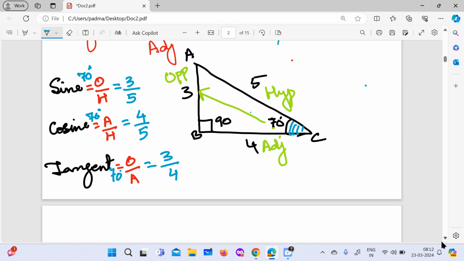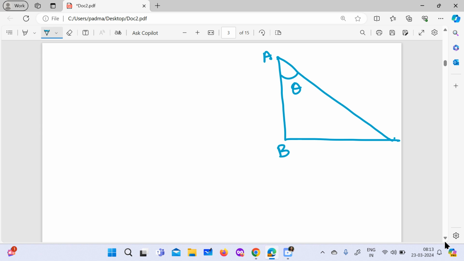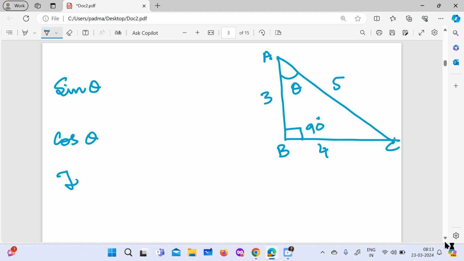And now I will give you one more example where I'll change the place of the given angle. So let's say here it is marked as theta. Theta is your unknown angle, okay? And then A, B, C, and this is 90 degrees. And again I will mark it as 3, 4, 5. Now let's write sine theta, okay, then cos theta, and then tan theta.